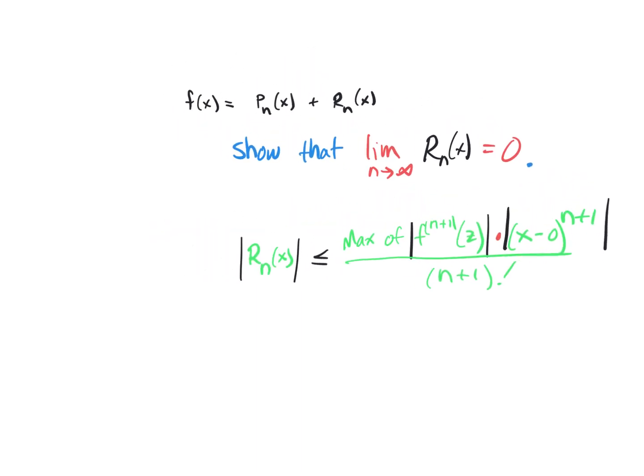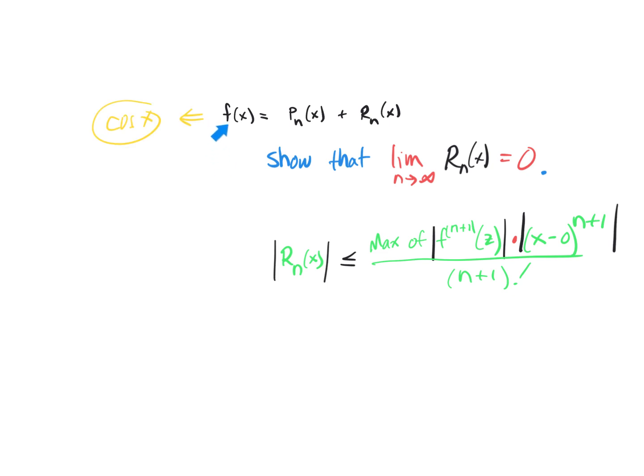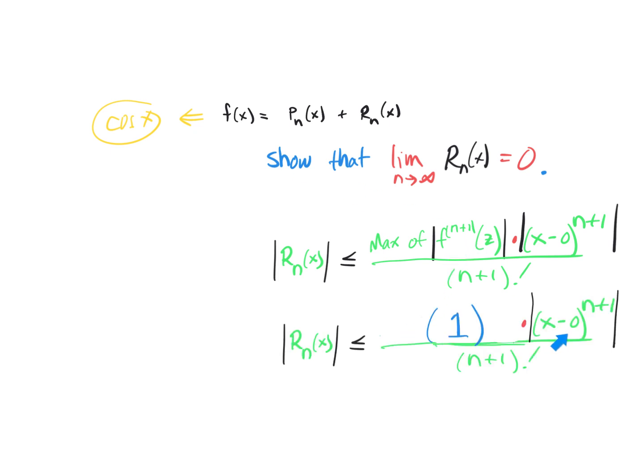Well, our function in this problem 13 is cosine of x. And however many derivatives we take, the derivative will always be either sine or cosine or negative sine or negative cosine, because f is cosine. So the maximum value of any one of those potential derivatives of this function will be 1. So we'll use a 1 there. x minus 0 is just x.